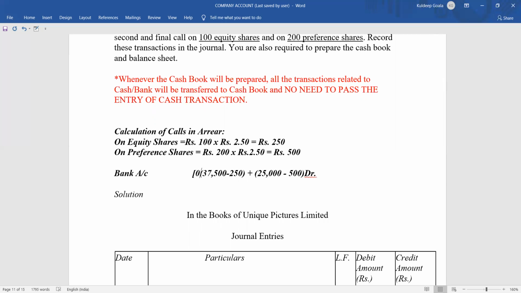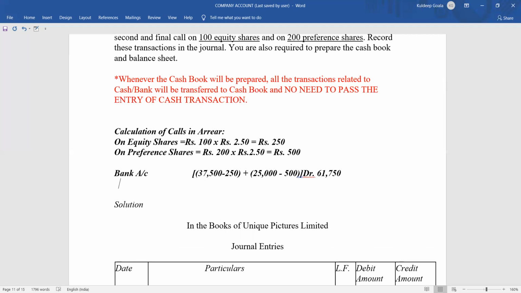So what will the total be? It will be 37,500 plus 25,000, so it comes to 62,500, right? 62,500 minus 750. So 62,500 minus 750 will be 61,750 rupees, right? We're going to receive that, isn't it?